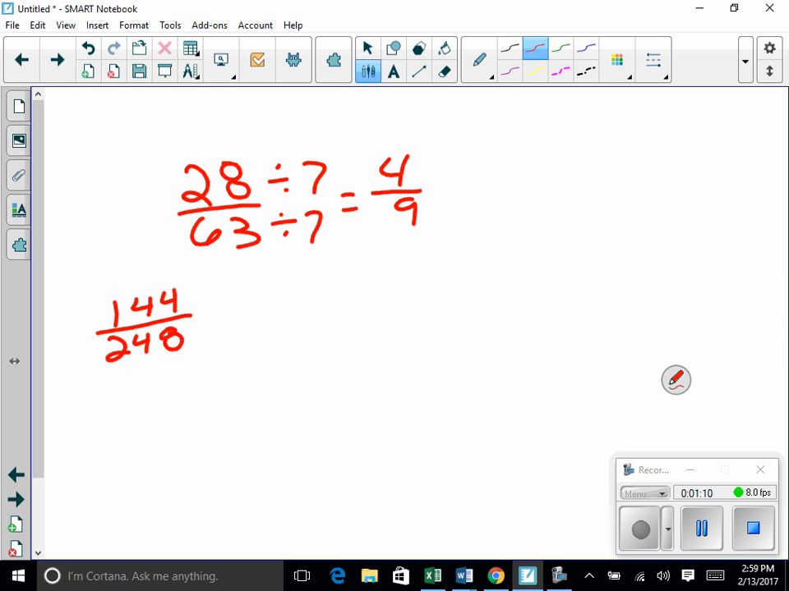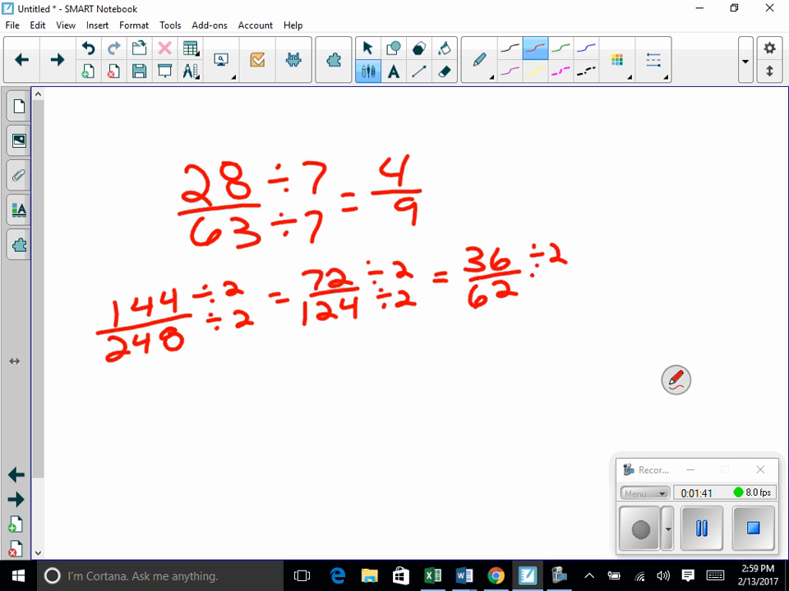This one is going to be kind of fun because it's big, and I'm not going to figure out the factors of this one. We're just going to divide by 2 because they're both even. As long as the numbers are both even, you can divide by 2. So half of 144 is 72. Half of 248 is 124. Then you divide by 2 again because they're both even. So we get 36 over 62. Then we divide by 2 again because they're still both even. You get 18 over 31, and there's your answer.